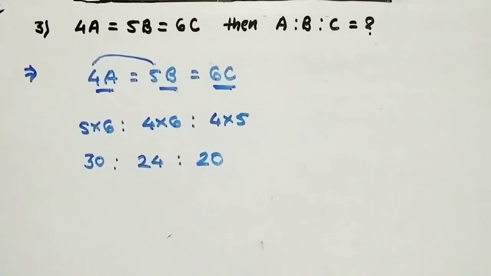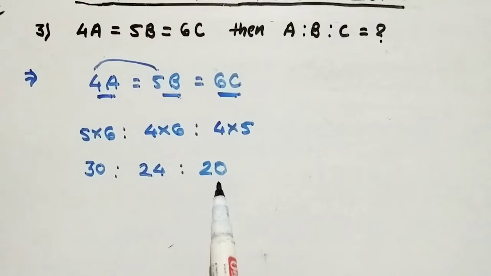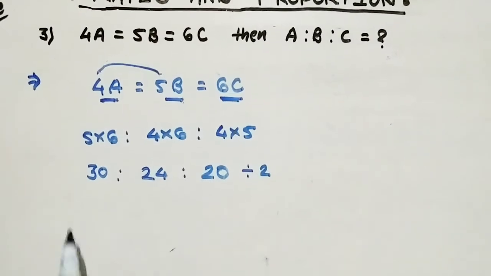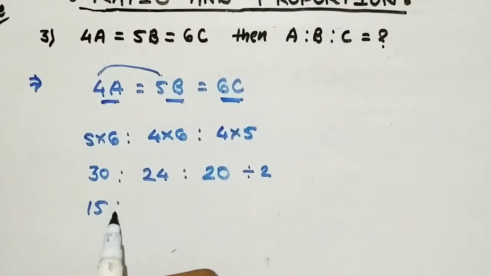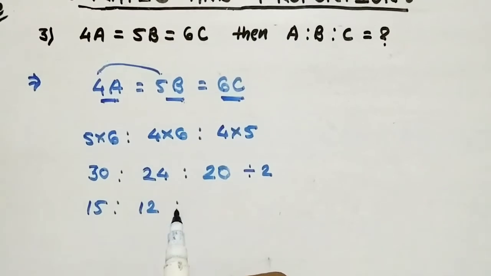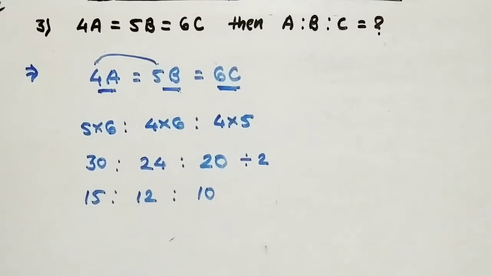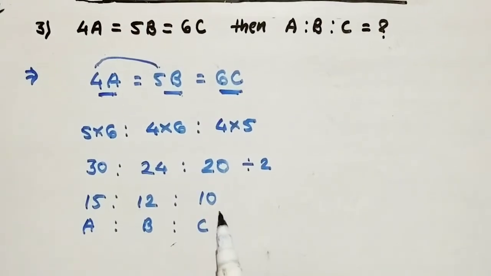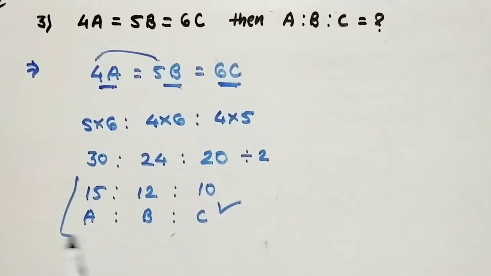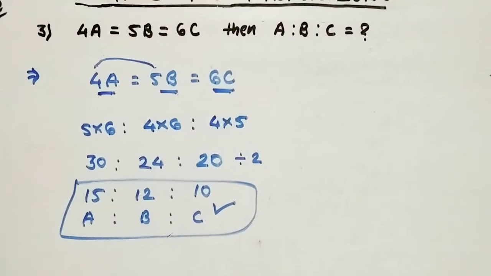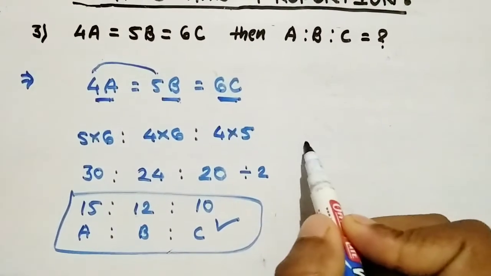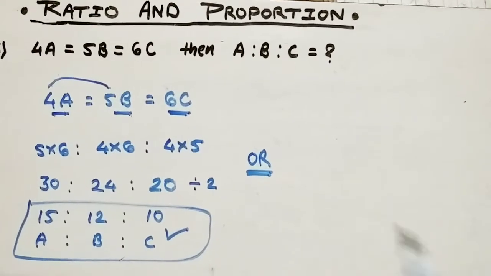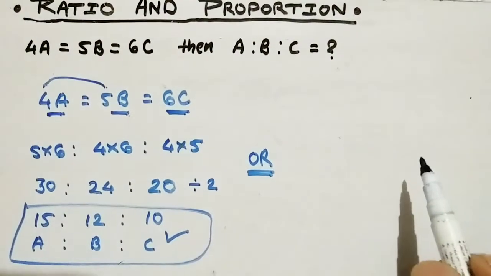And here these three terms are divisible by 2. So 2 15s are 30, 2 12s are 24, 2 10s are 20. So this is our answer, right? Again, let us look once more. The second step we have, let us discuss that also here, right?